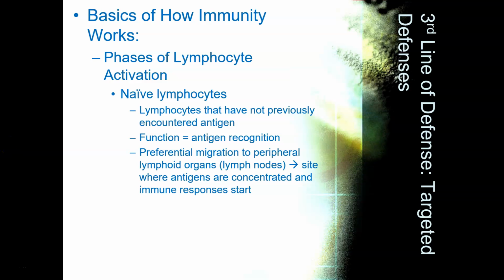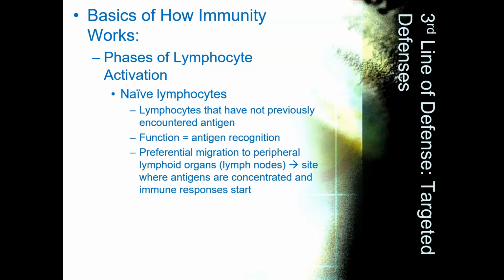We are going to continue wrapping up talking about your targeted defenses, or your third line of defense, your adaptive immune system, by getting into exactly what happens to those lymphocytes, those B and those T cells, once they find a corresponding antigen. What happens to them?